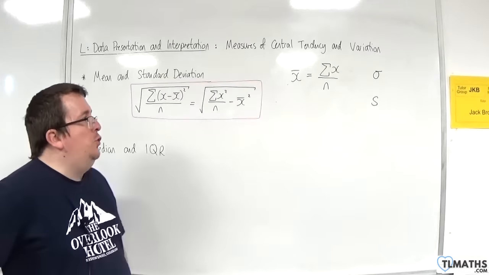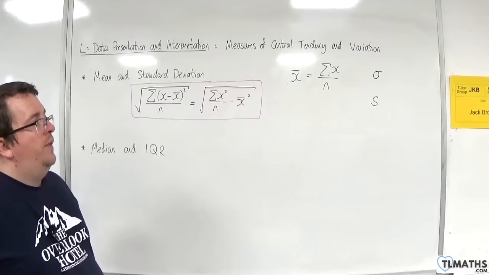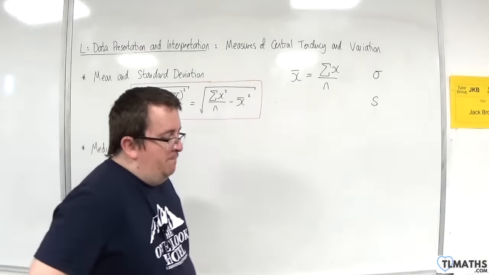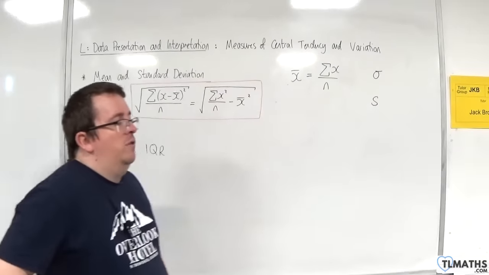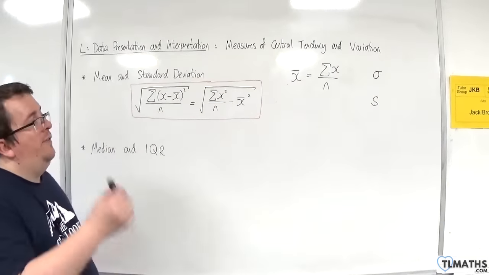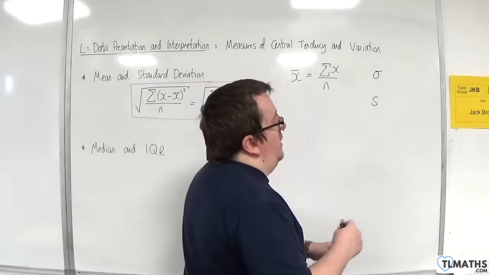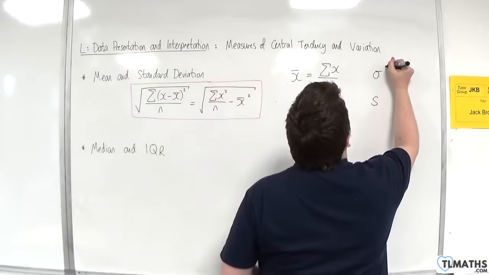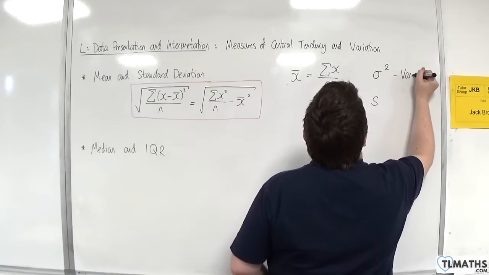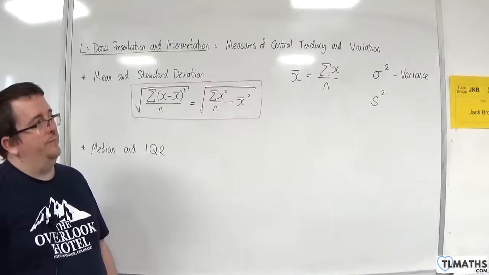AQA isn't too worried about which one you use, so if you're not too sure, it won't really make that much difference, okay? But in general, if you've got a sample taken from a population, it's within context, then S is what you should be using. Now, we call sigma squared the variance. So this is the variance. And S squared is the sample variance.